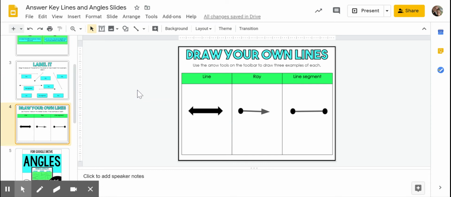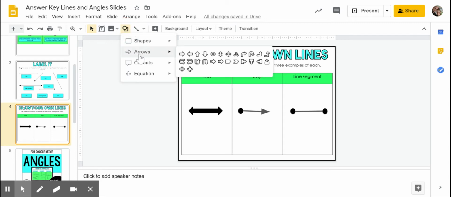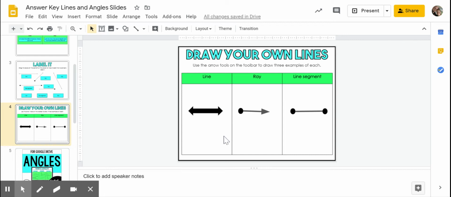When drawing your own lines, you can use any of the tools up at the top of your bar. I wanted my line to have 2 arrows at the end, so I actually went up to Shapes, Arrows, and then I chose this that has 2 arrows on both sides. Okay, and that shows that the line is going on and on forever.